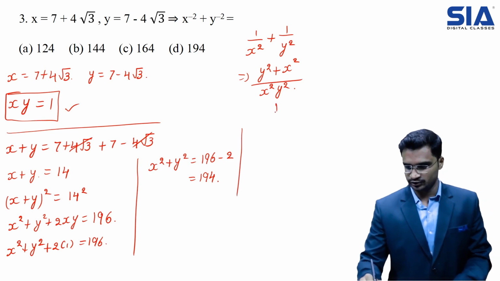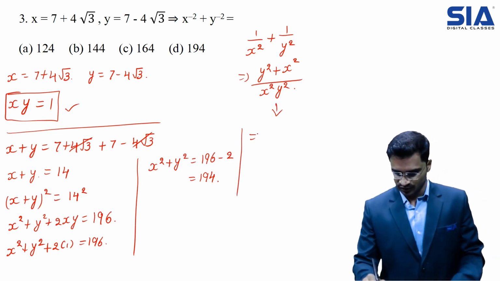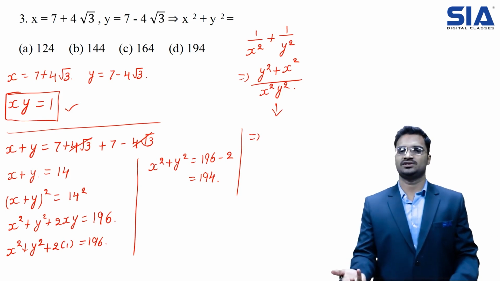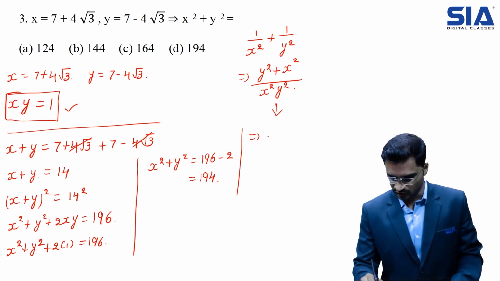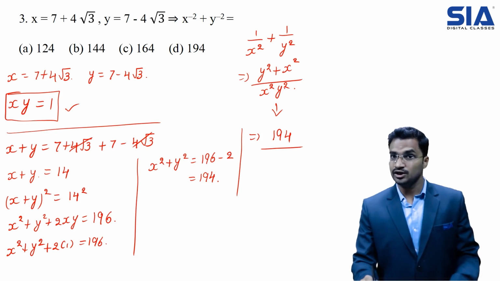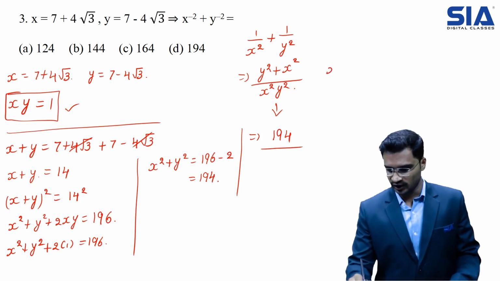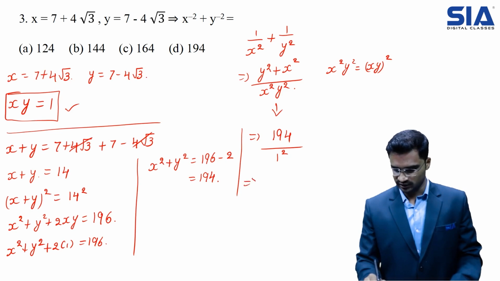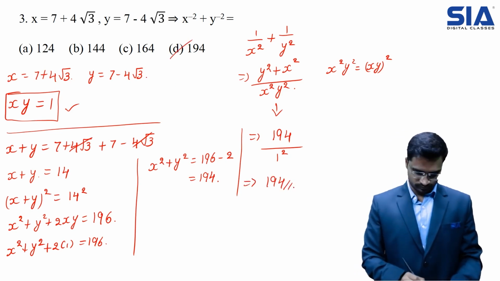Now let us substitute these values here. y square plus x square, or x square plus y square, is 194 divided by x square into y square. x square into y square can be written as xy whole square. So we know that xy is 1. 1 square is 1. So our answer is 194, which is option D.